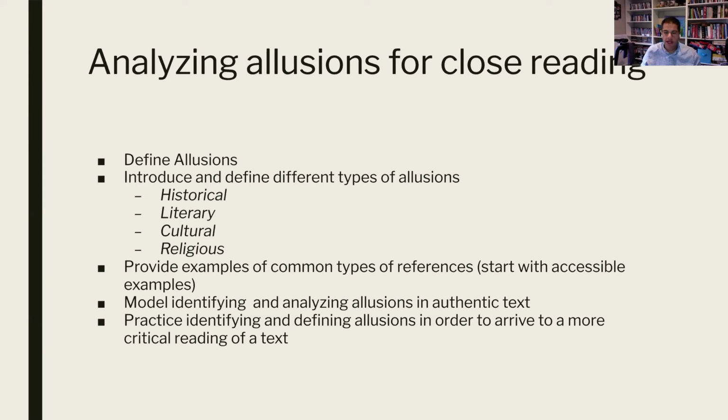And one of the ways that I try to start this in class is to find very common types of references that might be used, but then also provide pretty accessible examples, right? Some of which people might have the schema for, some of which they may not. And then also start that modeling process, right? After providing some simple examples of allusions that we tend to use regularly, talk about the significance, right?